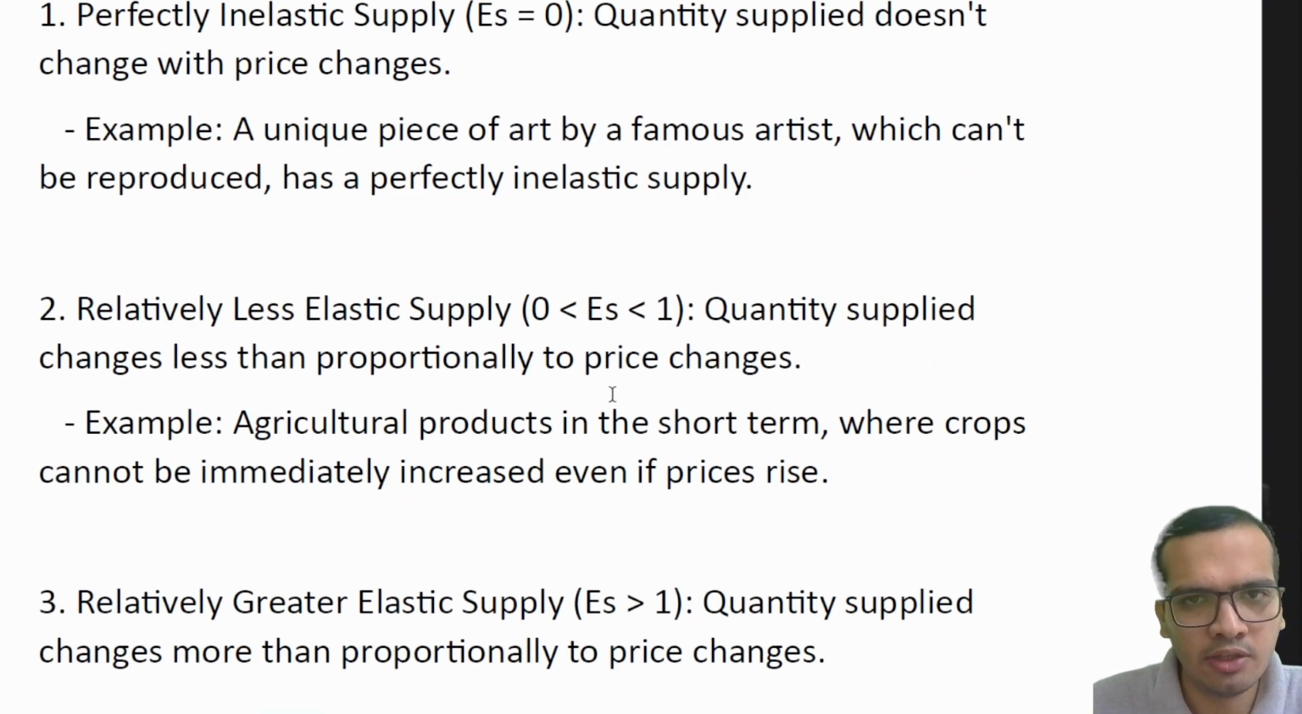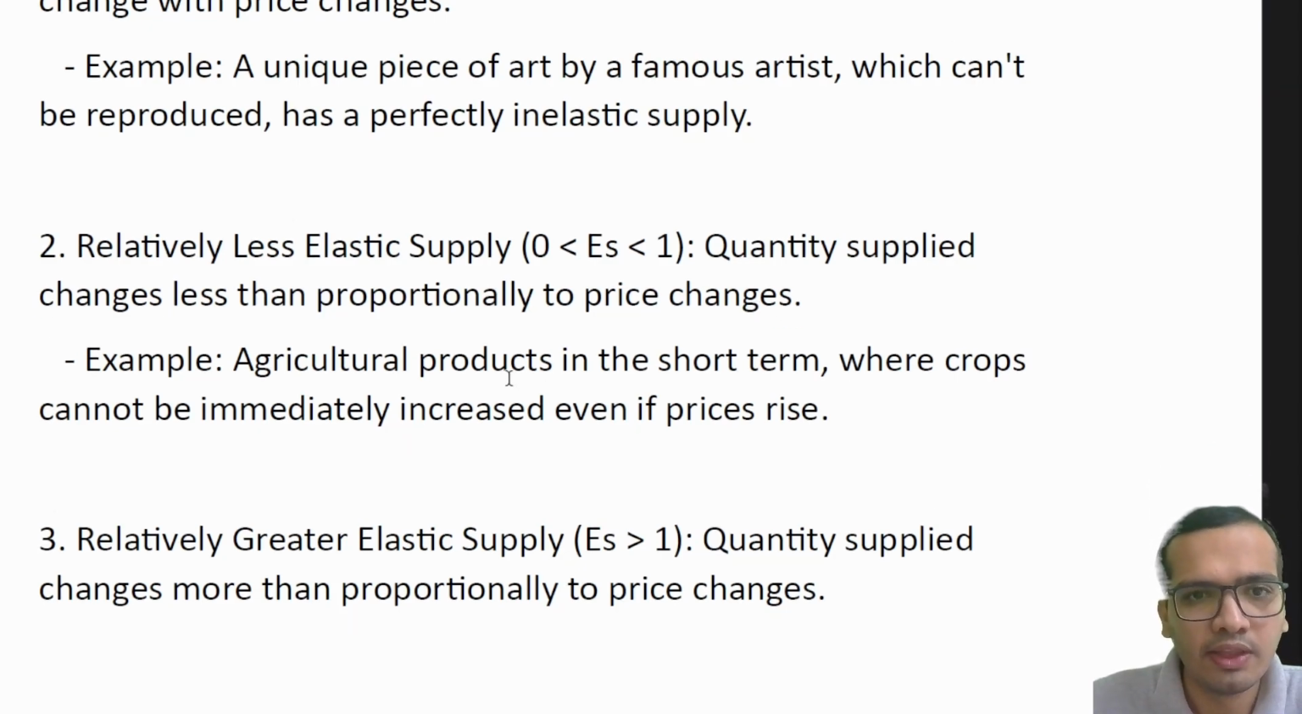Second comes relatively less elastic supply. So the elasticity would be between 0 and 1. Quantity supplied changes less than proportionately to price changes. An example could be agricultural products in the short term, where crops cannot be immediately increased even if price increases. So the supply can't be increased, so it will be relatively less elastic.